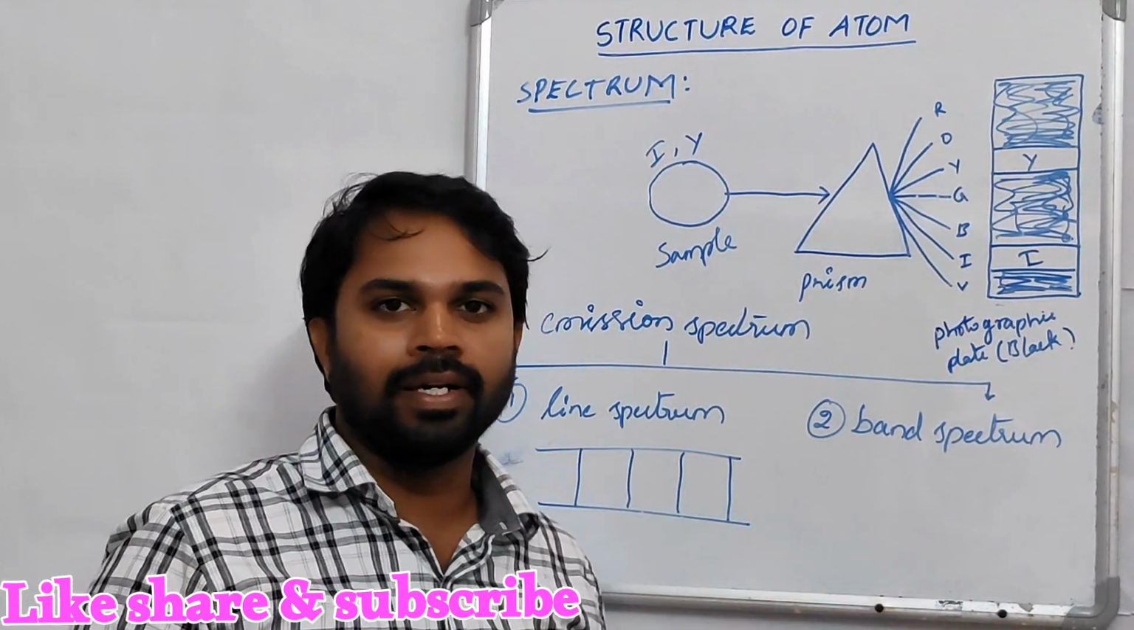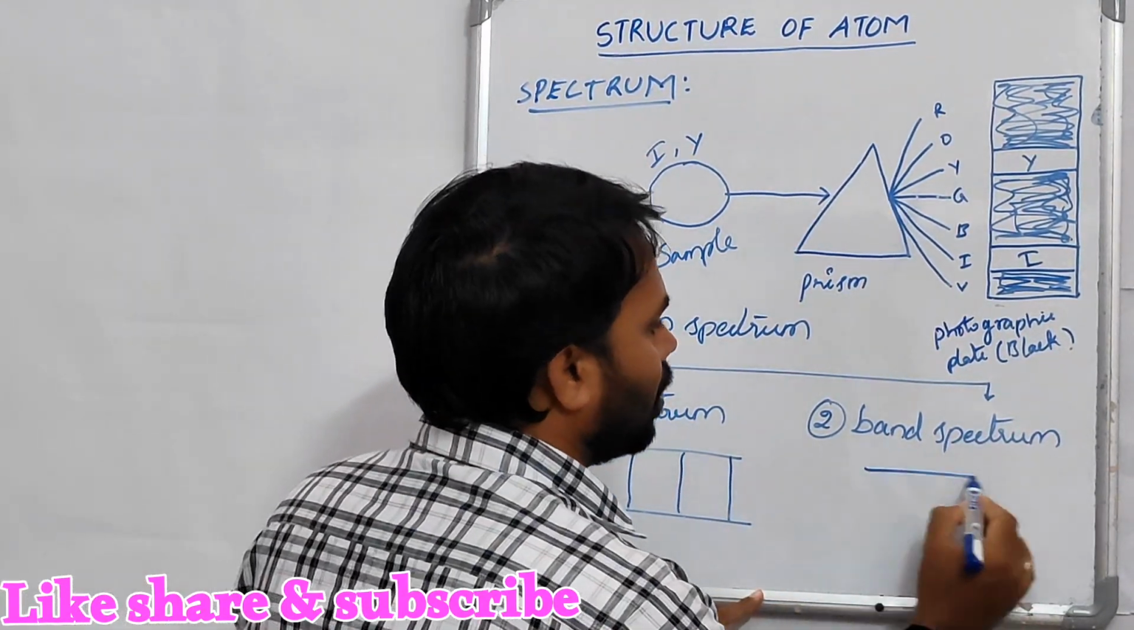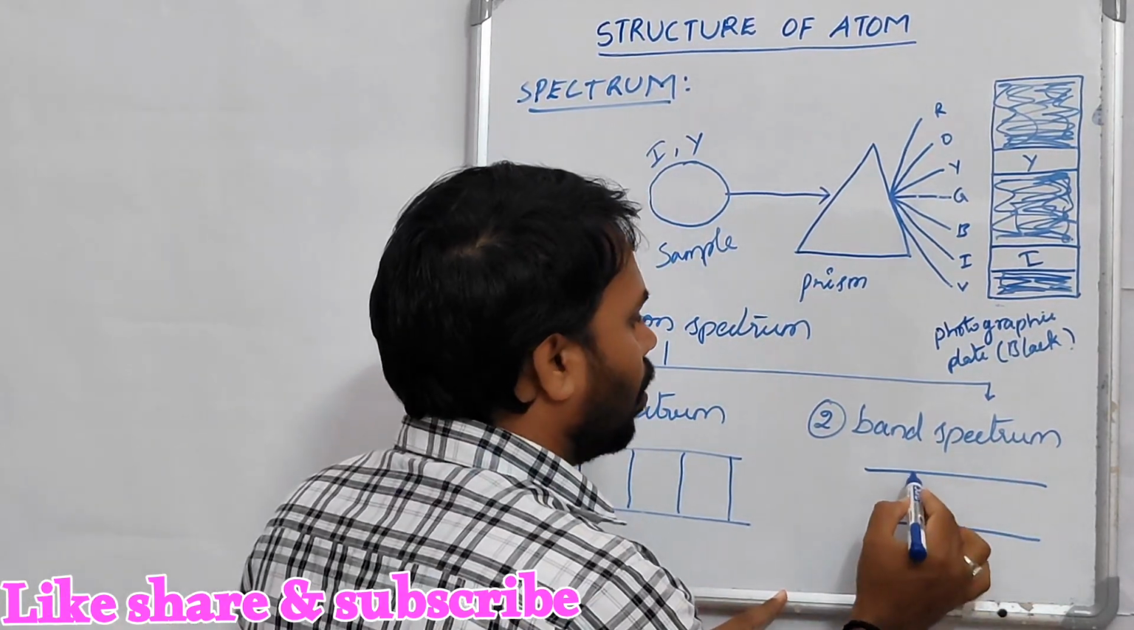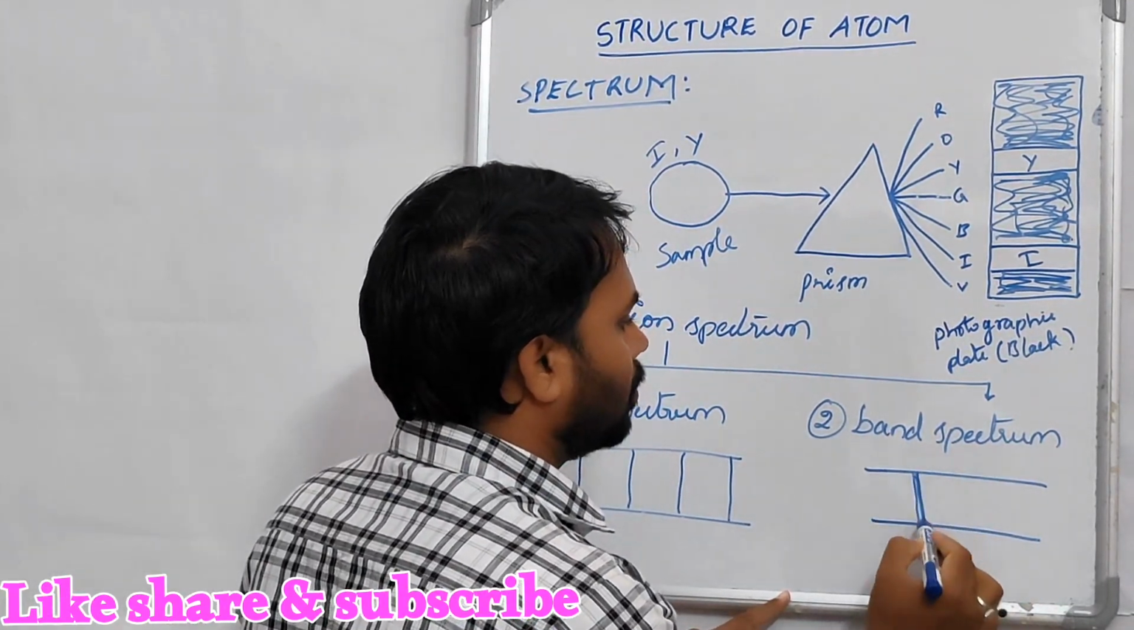Now come to the band spectrum. It looks like the spectrum having closely packed lines.